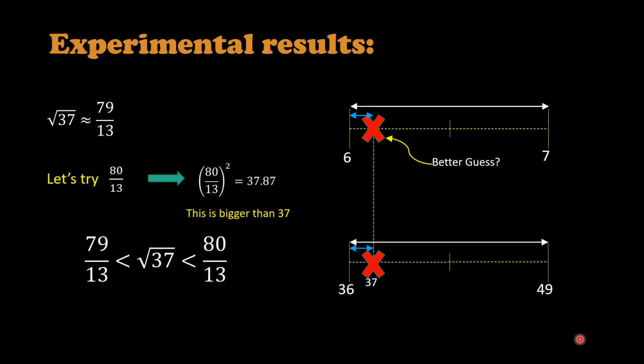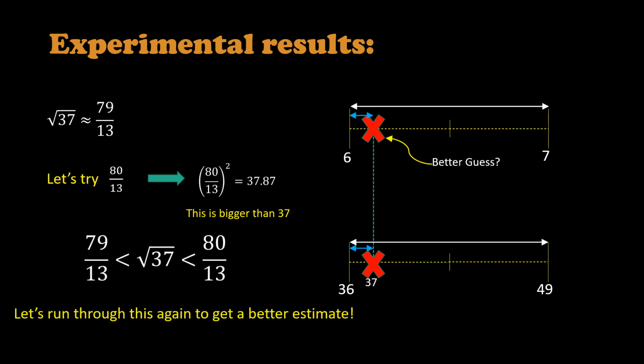After one step in the bisection method, we had an error of a half. And after one step in this method, we have an error of 1 over 13. If you do h minus l, you get 1 over 13. Cool. So then we can run through it again. Let's see what happens if we run through this again.